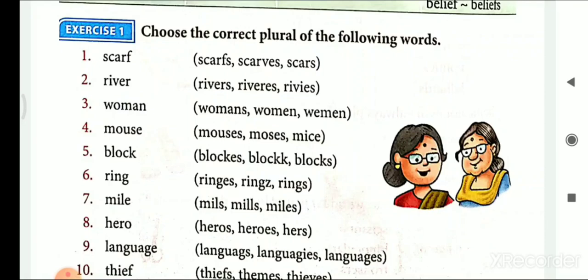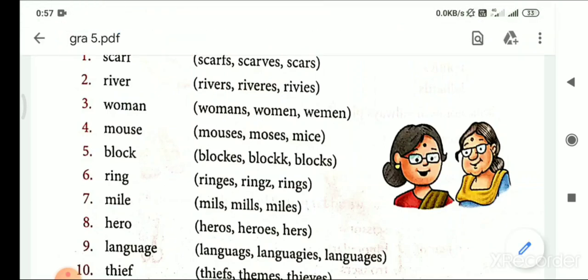The second one is river. So in order to make river plural, we will write rivers. The third one is woman. So in order to change it into plural, we will be writing WOMEN, that is the plural of woman.